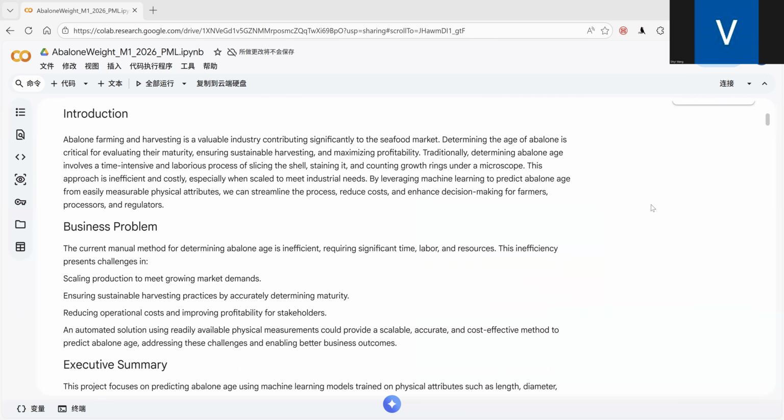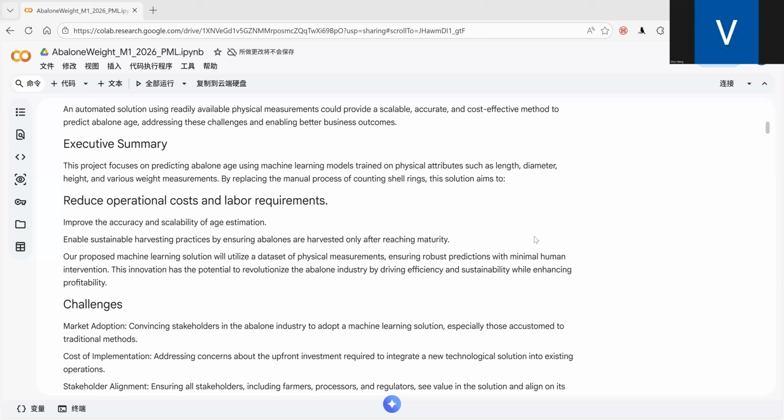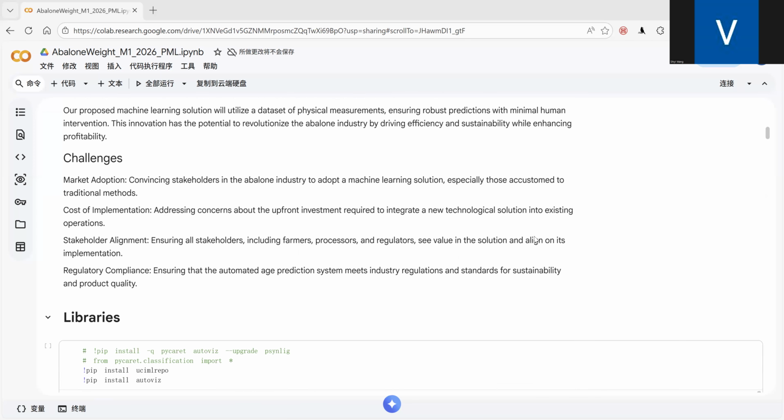The features here are sex, length, diameter, height, and whole weight, shucked weight, viscera weight, and shell weight. The target is rings. Age is rings plus 1.5. It's a UCI dataset with 4,177 samples and 8 features. This is the basic background of this dataset.